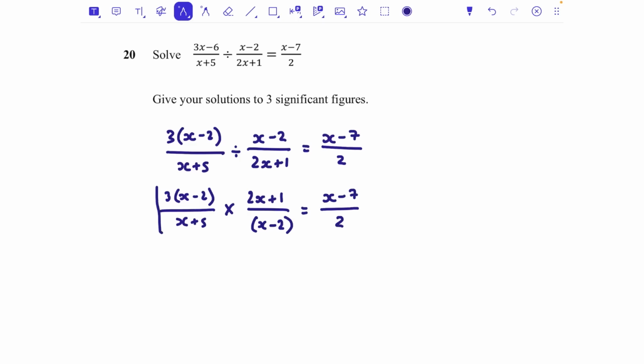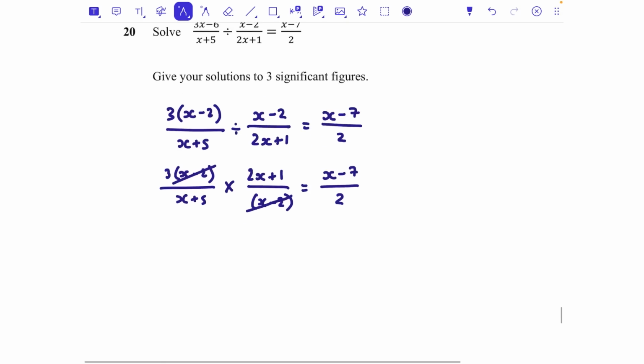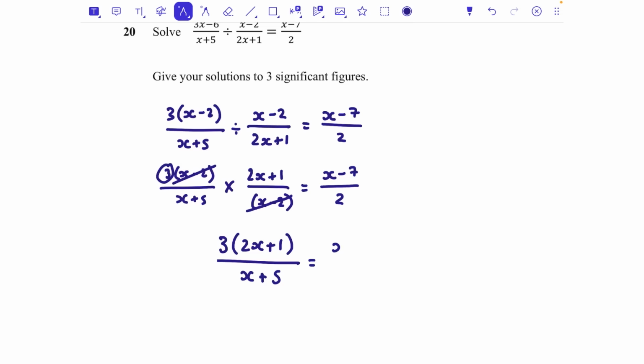And then you can think of it, once it's timesing, you can view this as a single numerator and this as a single denominator. So if there's something in common, when they're timesing, you can cancel even if they're not in the same fraction, because timesing, the order doesn't matter. So I've got x minus 2, so I'm going to divide by x minus 2 here and divide by x minus 2 here. So I'm left with 3 lots of, I've still got the 3 here, 3 lots of 2x add 1 on the top of the fraction over x add 5 equals x minus 7 over 2.